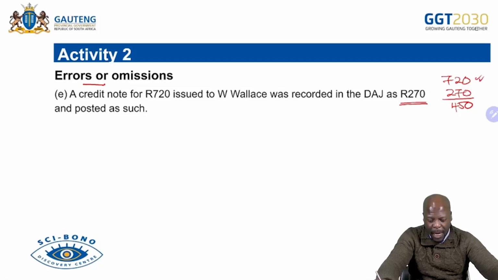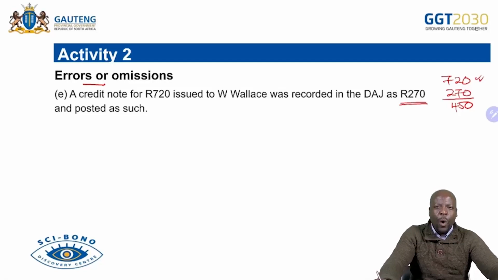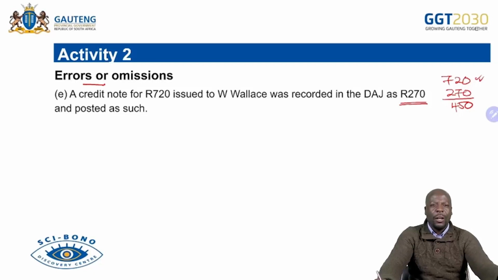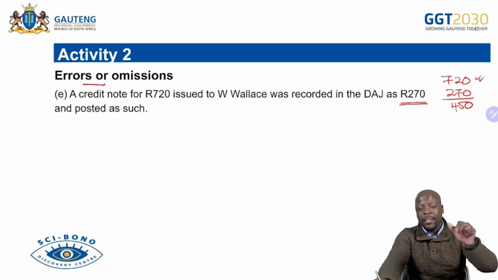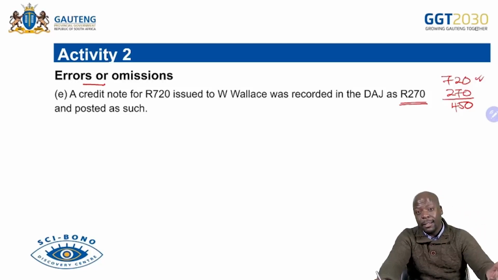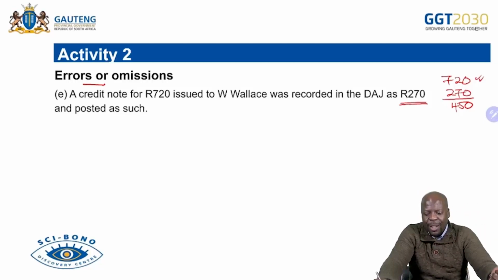It is less by 450. Now, the question is, where do we go and correct the error? Let's read again what they say. Was recorded in the DAJ as 270 and posted as such. Where do we post? We post into two places, the debtor's ledger and the debtor's control. So they're trying to tell us the whole posting was with the error. So if the whole posting is with error, where do we correct?